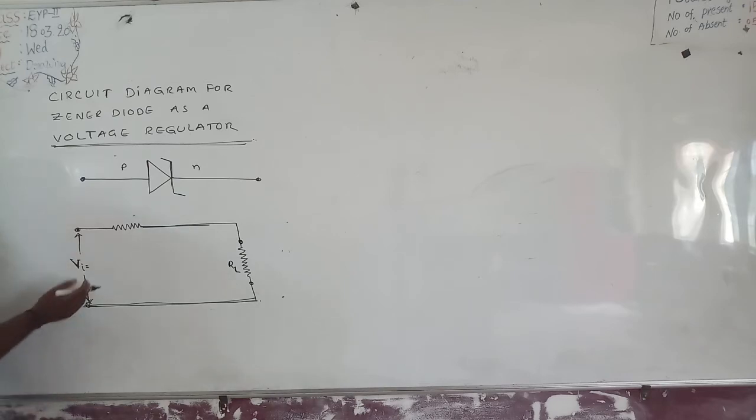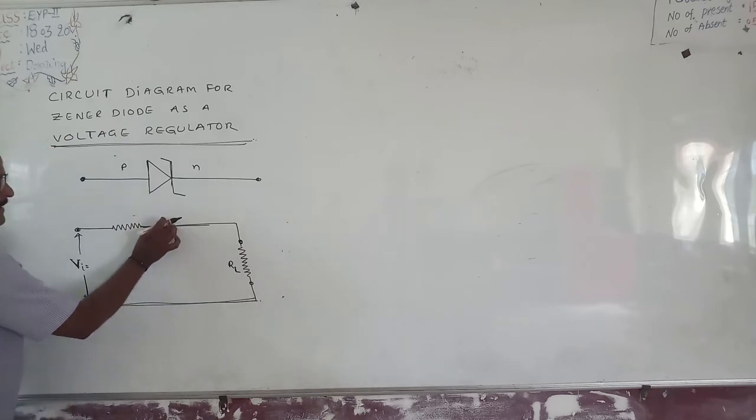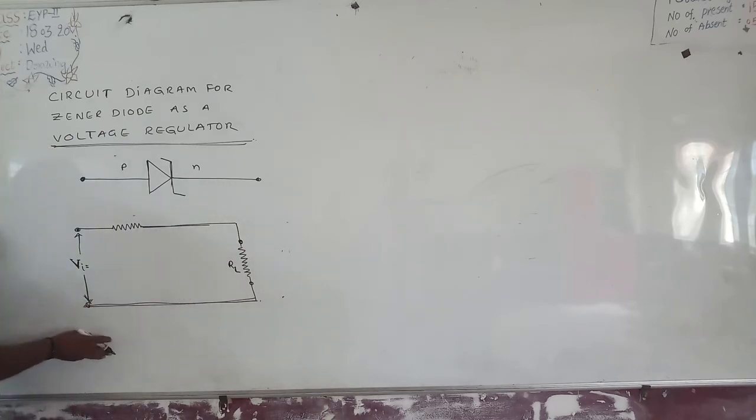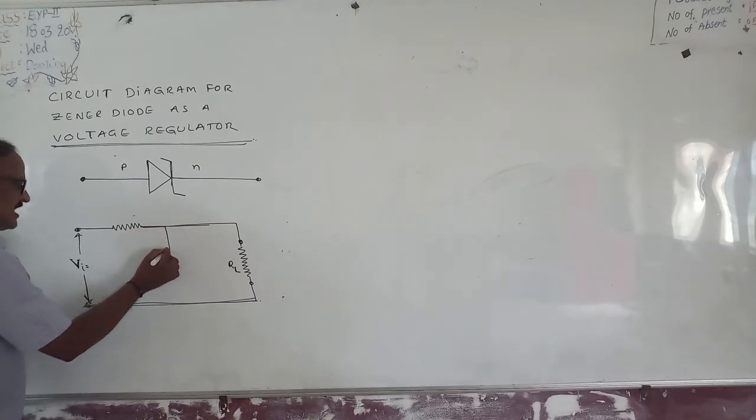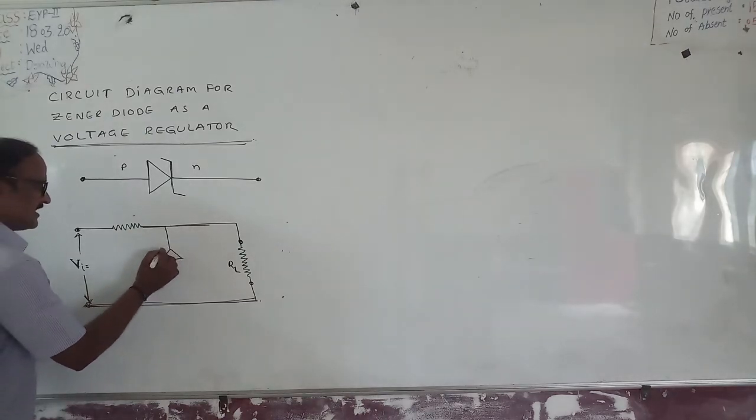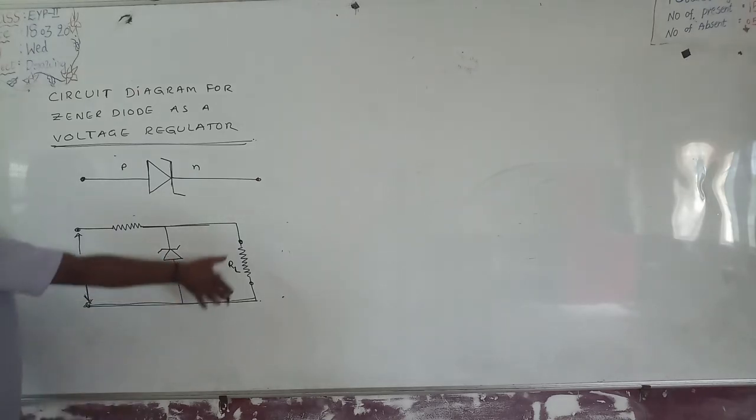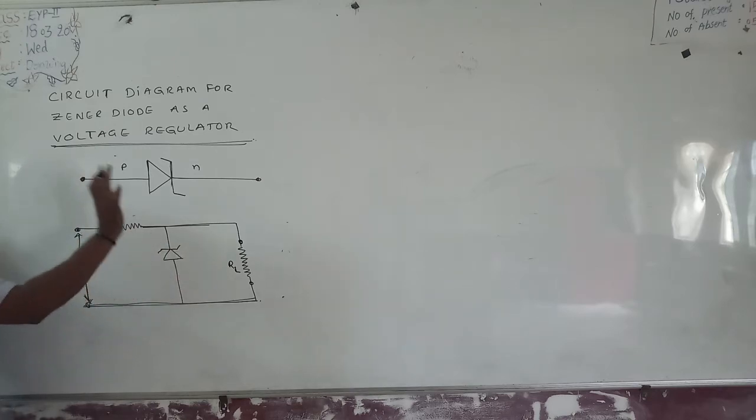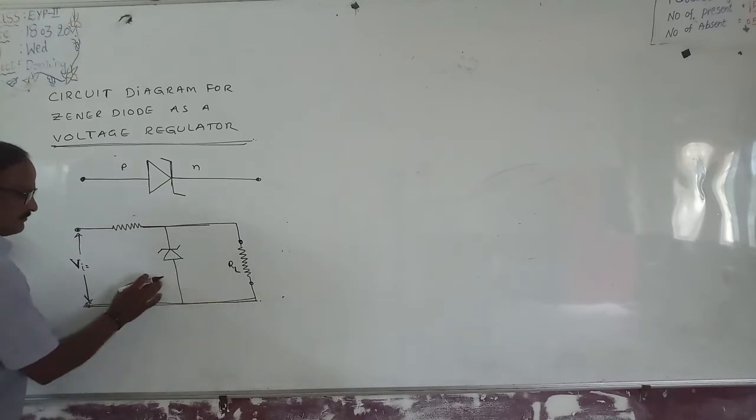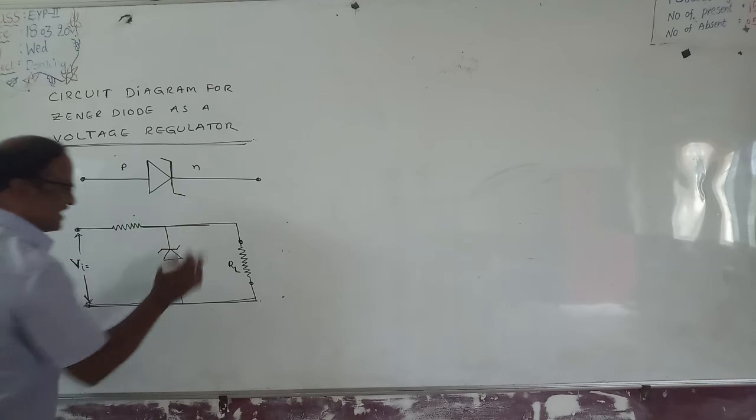That's why, in between input and output, we apply a voltage regulator. It is taken as the Zener diode. That's why the Zener diode is connected like this. This is the Zener diode. In between output and input, this Zener diode acts as the voltage regulator. See clearly from this diagram, the Zener diode and the load resistance are both in parallel.